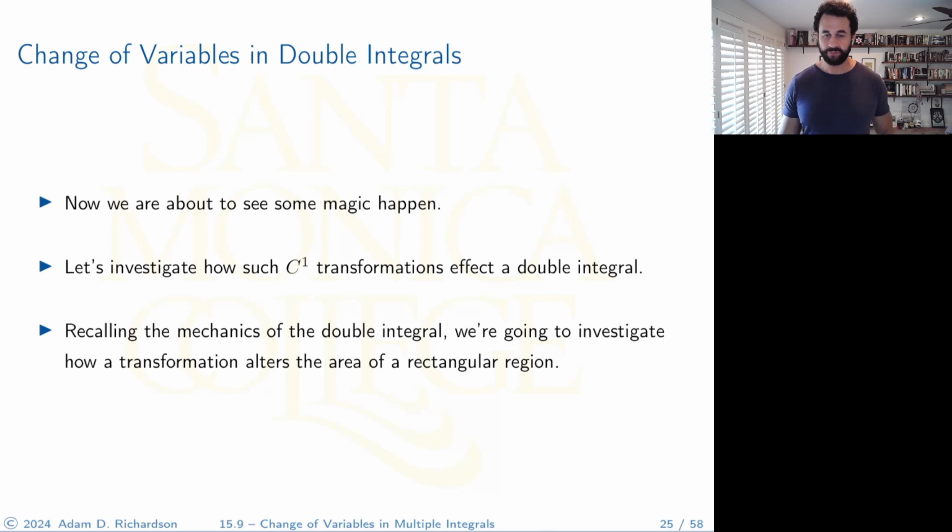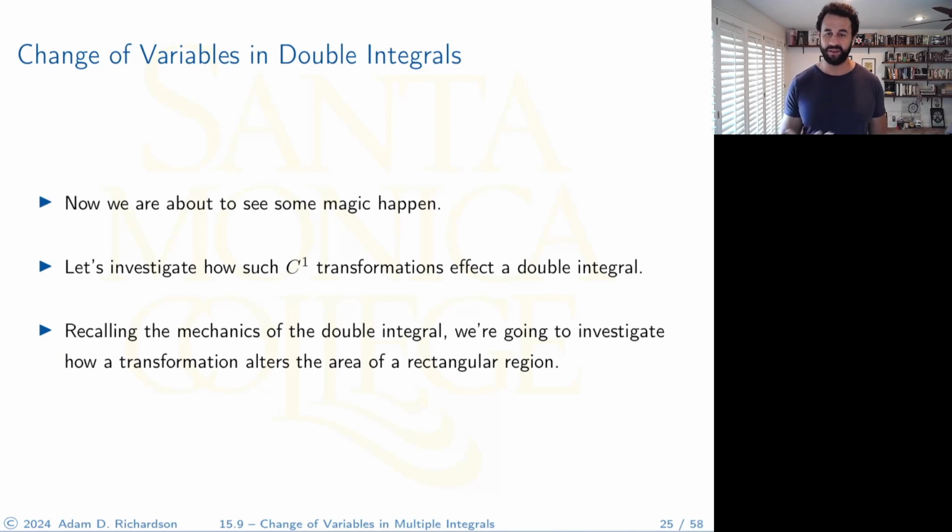All right. Okay, so let's get started again. Hopefully you took a little break and you feel a little more refreshed. Now we're going to see some magic. We're actually going to see some magic happen here. Let's investigate how an arbitrary C1 transformation would affect a double integral. So what if we didn't have explicit formulas for our transformation T? We just had a general structure for it.